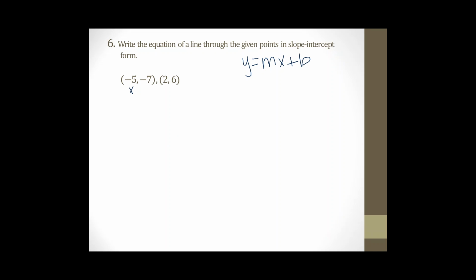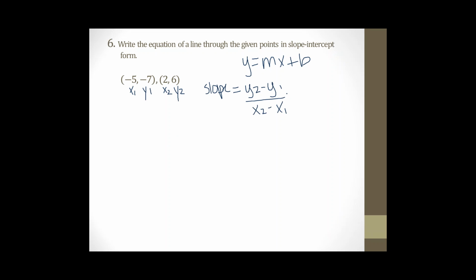So we'll call this first point x1, y1, and the second point x2, y2. So the slope formula is y2 minus y1 over x2 minus x1. That's how we can get the slope of a line given 2 points on the line.